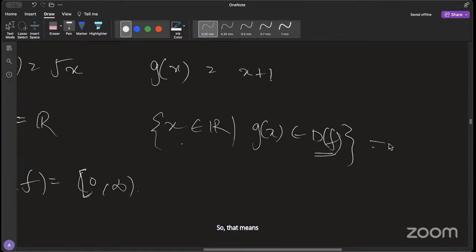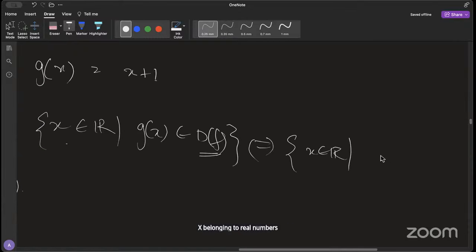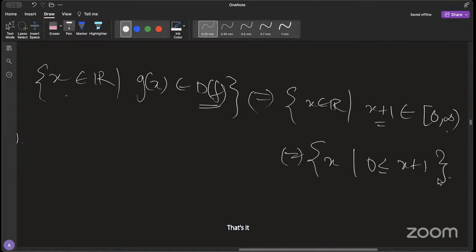So that means this is the same as x belonging to real numbers such that, and what is g of x? g of x is x plus 1, right? It should be in the set 0 to infinity. This means x such that x plus 1 is greater than or equal to 0, right? That's it. I've written this in inequality form. This means x such that x is greater than or equal to -1.